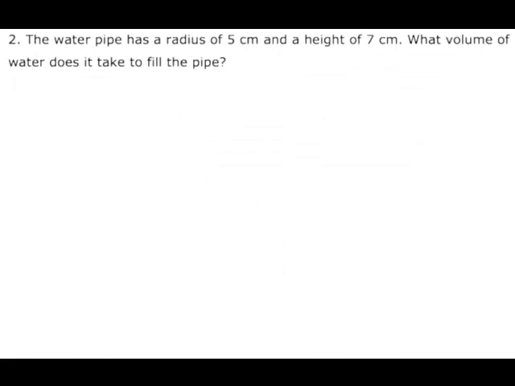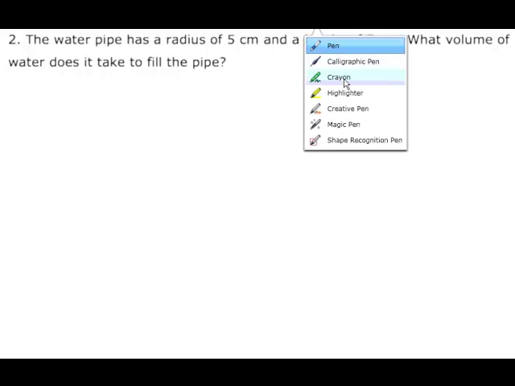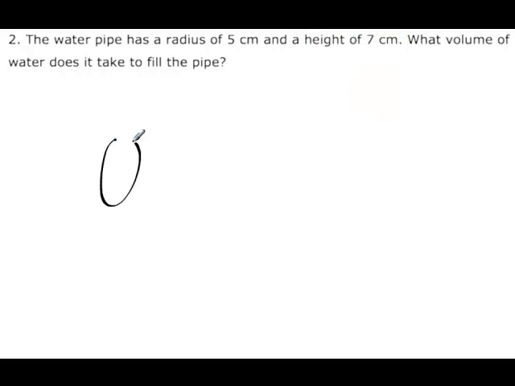It says the water pipe has a radius of 5 centimeters and a height of 7 centimeters. What volume of water does it take to fill the pipe? So the first thing I'm going to do in all of these problems, since we're talking about shapes, is I'm going to sketch the shape. So here's my cylinder.